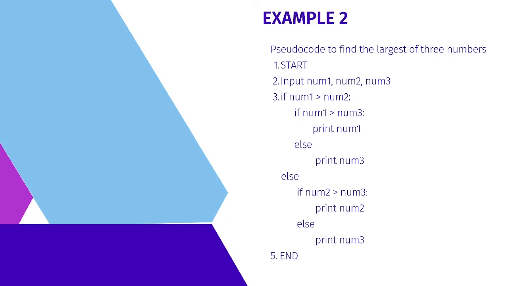If num1 is greater than num2, if num1 is greater than num3, then print num1. Otherwise, print num3. If num1 is greater than num2, if that condition is false, then we will move on to the else part and check another condition, which is if num2 is greater than num3, then we will print num2, otherwise we will print num3. So this will be the end of this pseudocode.